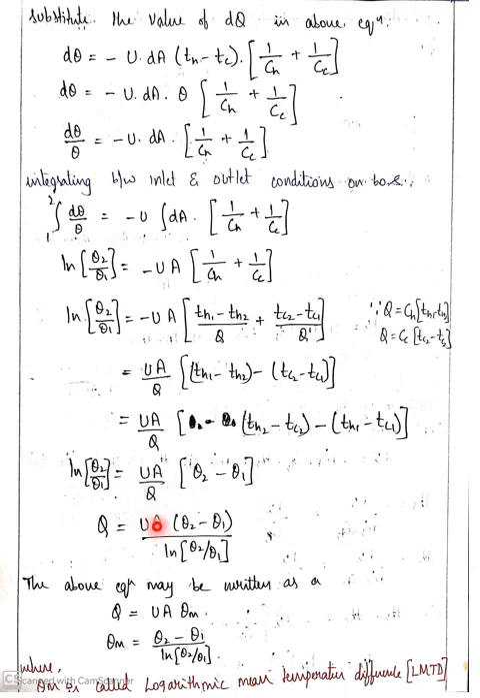From this, you find the total heat transfer Q, that is UA times (theta 2 minus theta 1) divided by ln(theta 2 by theta 1). We know that this term we call theta m. As I told you, theta m is the logarithmic mean temperature difference. You just replace it with theta m. So this is the basic derivation with respect to parallel flow.